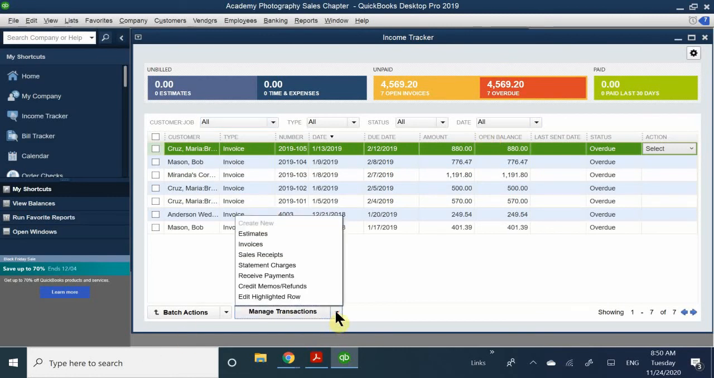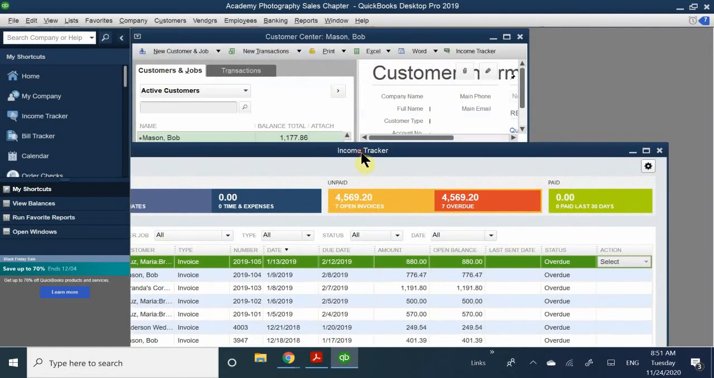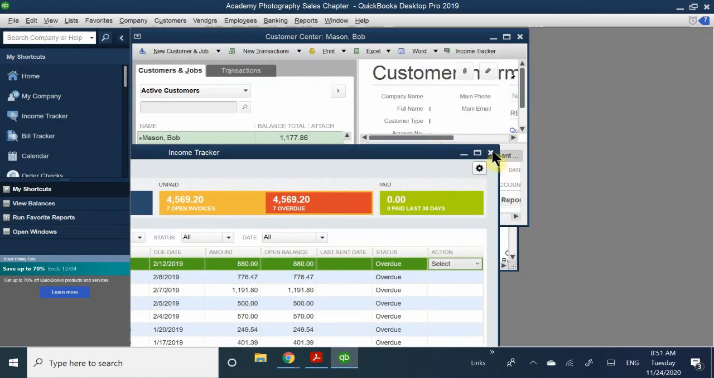As you can see, by me pulling this up, you could do estimates as well, invoices, sales receipts, etc. Okay? You can even receive payments too. So make sure you make note that an income tracker will be one of the steps for you to access a transaction. Okay? So again, this gives you a whole list in one sheet, and you'd be able to tell which ones are due right now and which ones are pending. Okay? So that is useful information here.